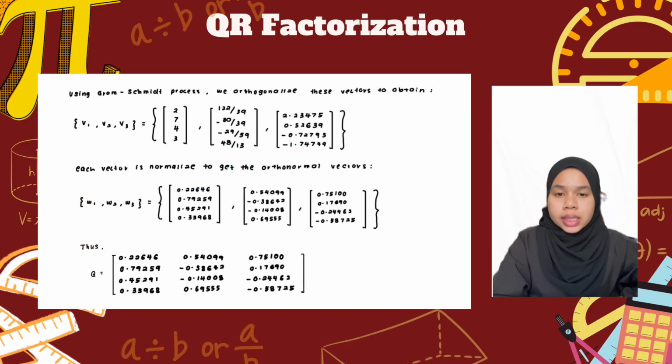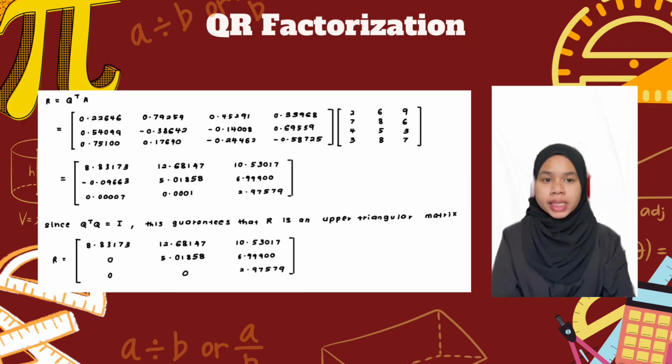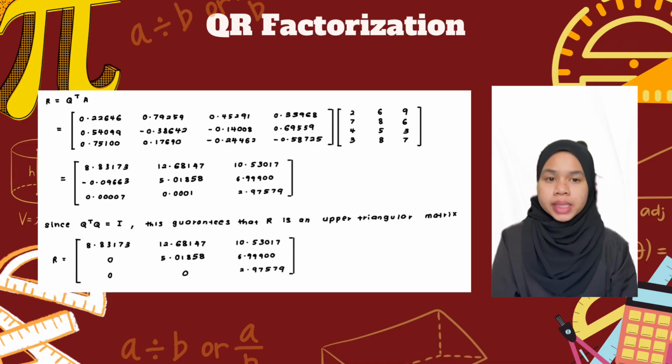From the calculation using Gram-Schmidt process, the matrix Q is obtained as Q is equal to 0.22646, 0.54099, 0.75100, 0.79259, negative 0.38642, 0.17690, 0.45291, negative 0.14008, negative 0.24462, 0.33968, 0.69555, and negative 0.58725. After obtaining the orthonormal matrix Q, we complete matrix R.